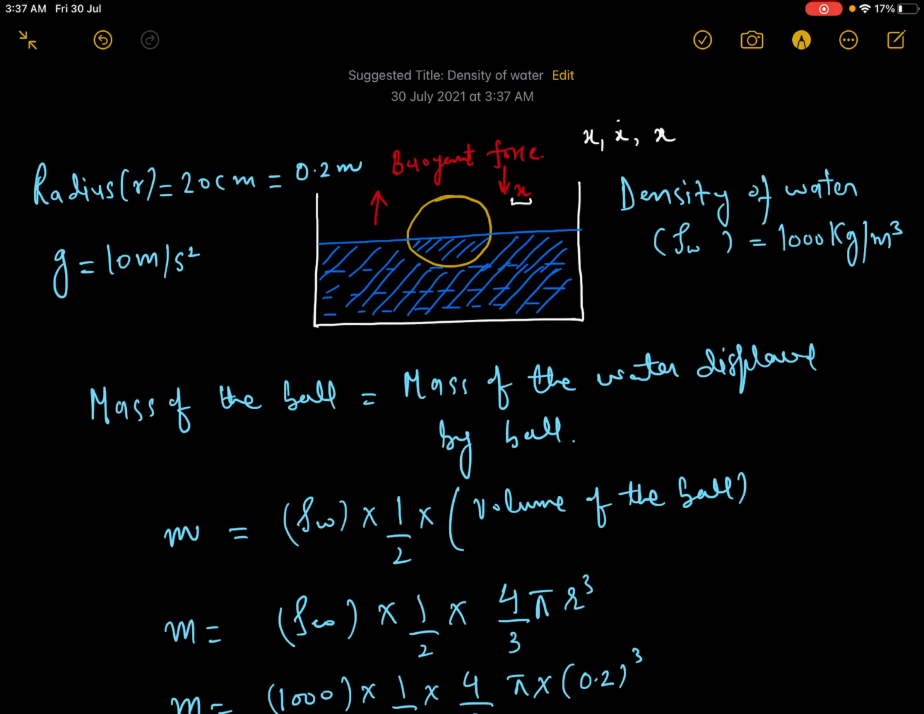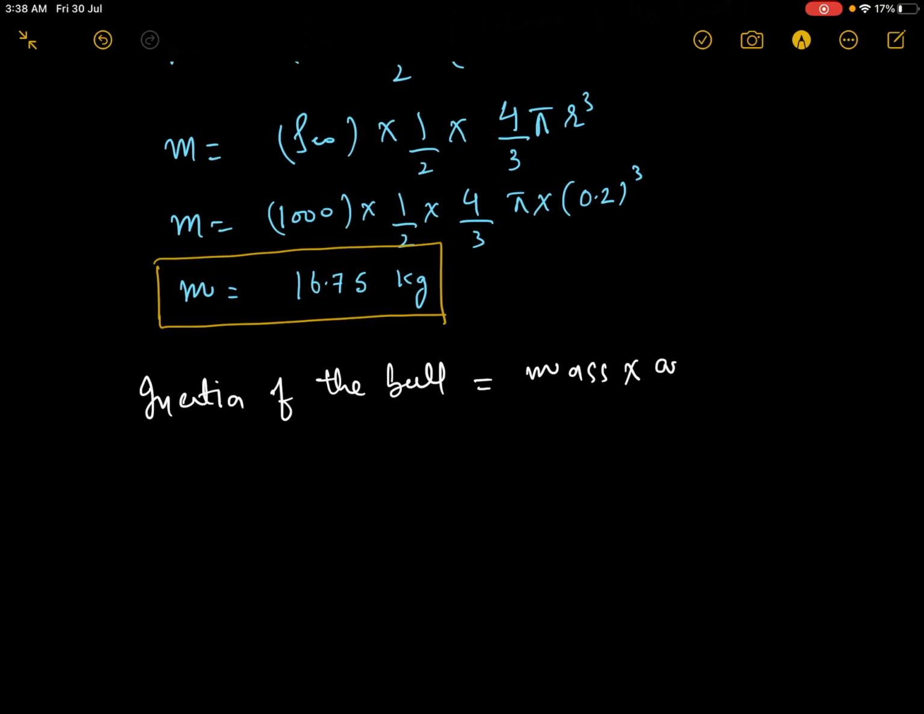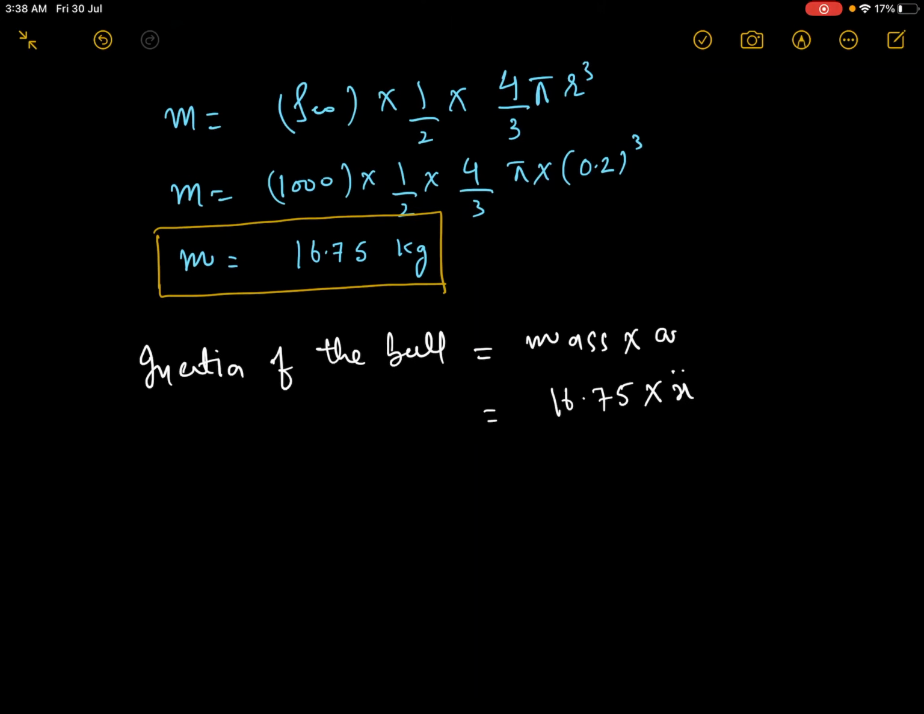So let's find out the inertia of the ball first. It will be simply the mass of the ball multiplied by acceleration, that is 16.75 multiplied by x double dot. Now we'll calculate the buoyant force that is acting on the ball.